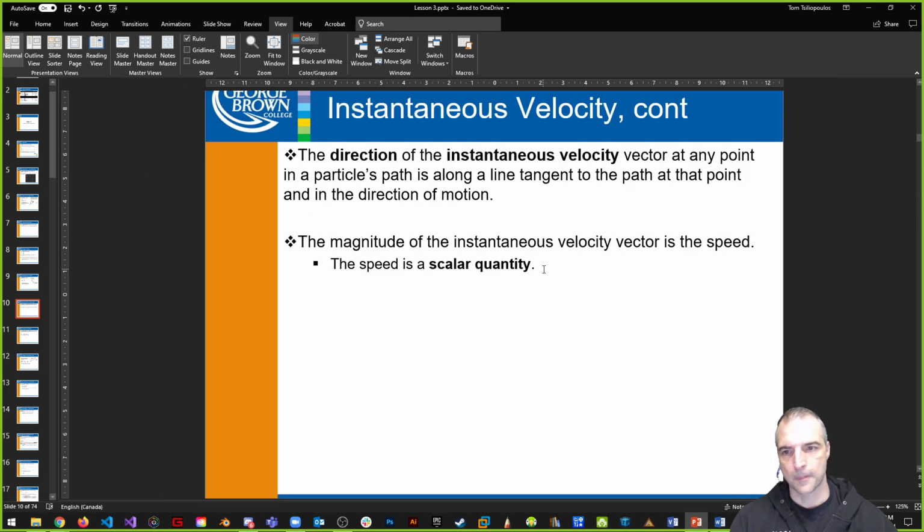And that's what it says here. It says that the particle's path is along a line tangent to the path, which means tangent meaning right angles to the path. Okay. The magnitude of the instantaneous velocity vector is the speed. Speed being a scalar quantity. All right, if that makes sense.